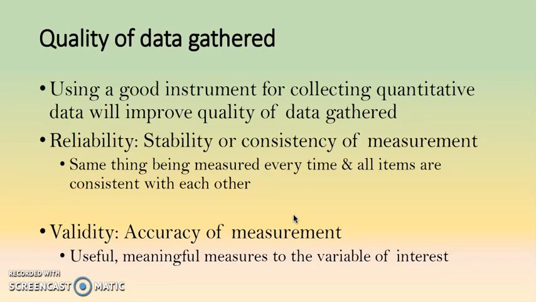So we're interested in the quality of data gathered. Using a good instrument for collecting quantitative data, which we're focusing on this week, will improve the quality of data gathered. So I want to introduce two concepts. One is this idea of reliability, which refers to the stability or consistency of measurement. The idea of the same thing being measured every time. All items are consistent with each other. And the other is validity, which is the accuracy of measurement. Is it getting at the truth?